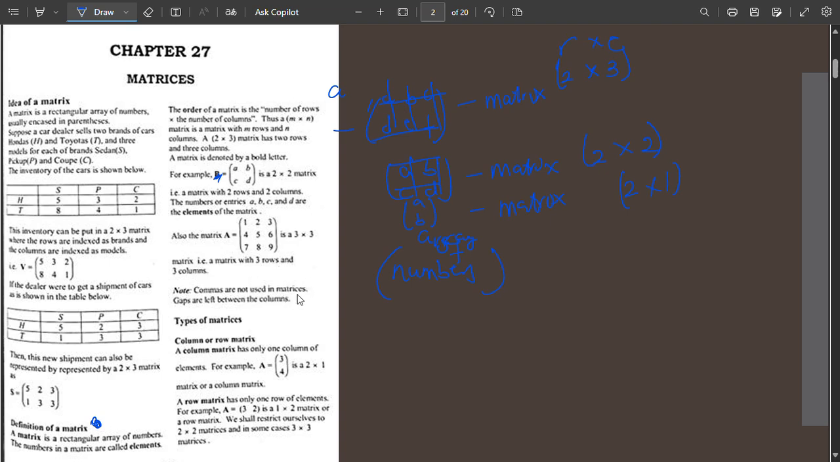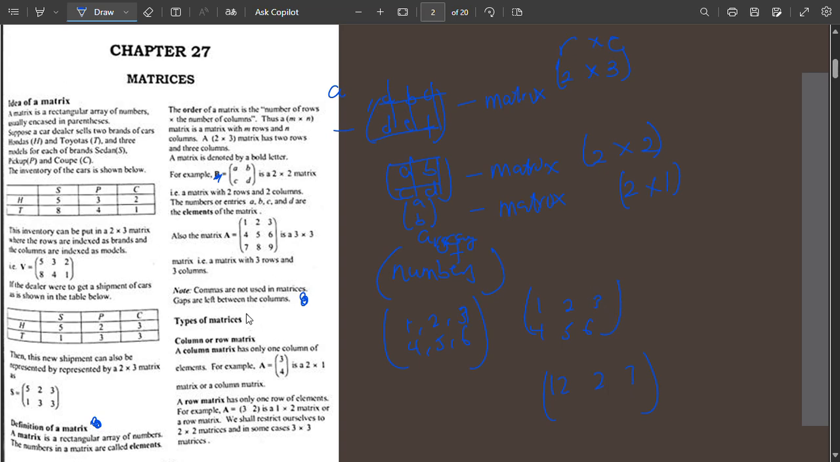And then note this one. Commas are not used in matrices. Gaps are left between the columns, right? So we just leave gaps here instead of 1, 2, 3 with commas, it's like this, 4, 5, 6. We don't do this. We rather leave spaces. So if I want to write 12, I'll put it together and then leave space for 2. Then we make the spaces evident that yes, there are different numbers.